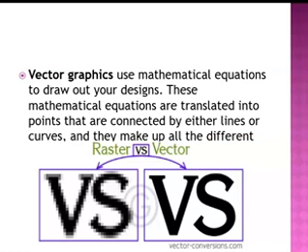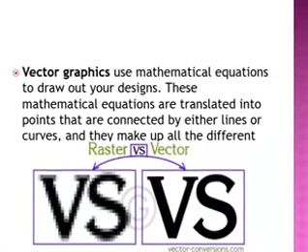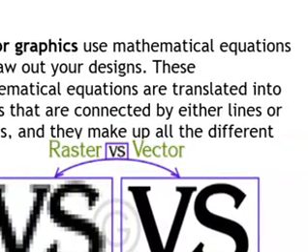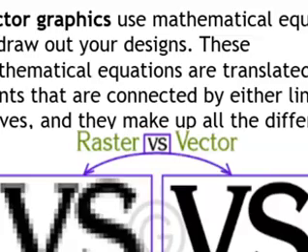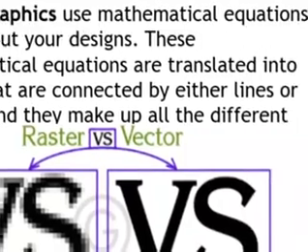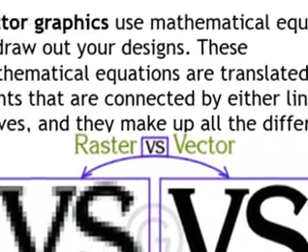This is the difference between vector graphics and raster graphics. The first image is made up of raster graphics. The second one is made up of vector graphics. When you take a close look at these images, the first one has not much clarity compared to the second one.